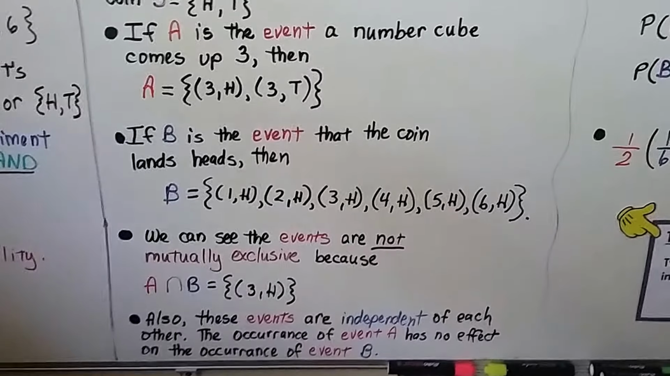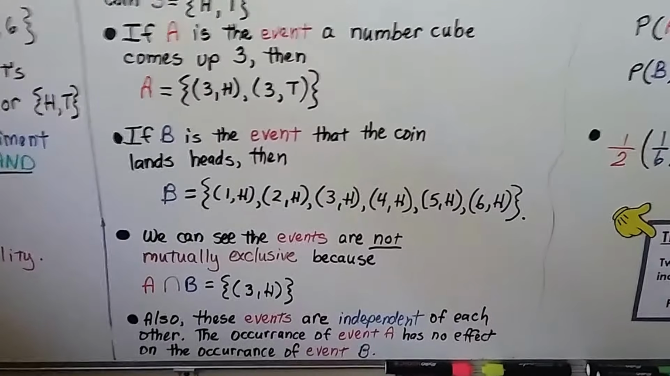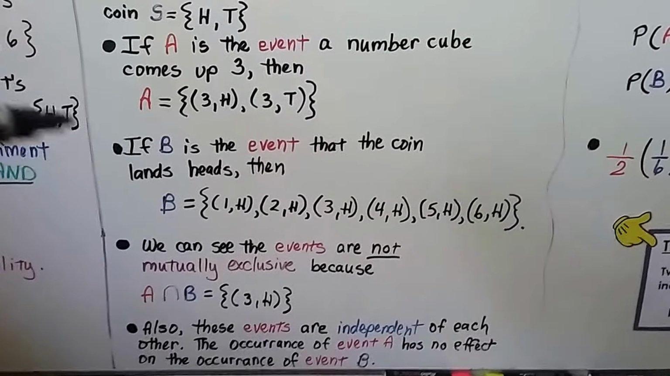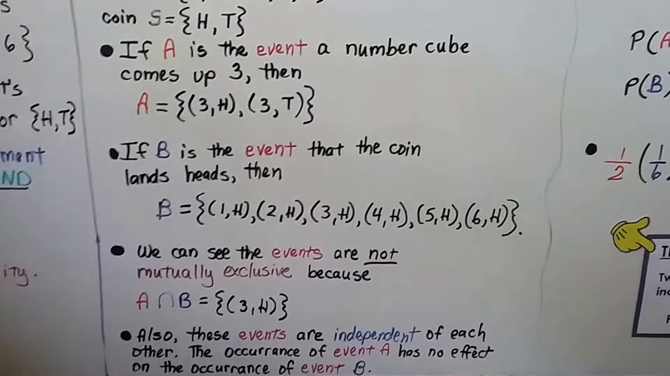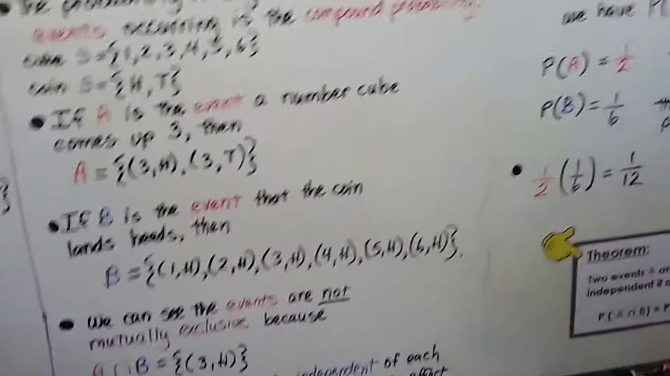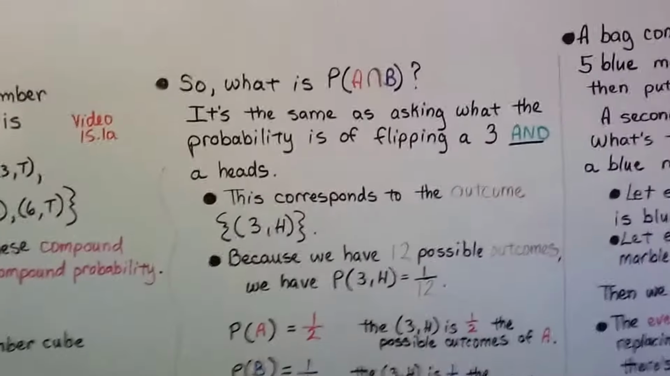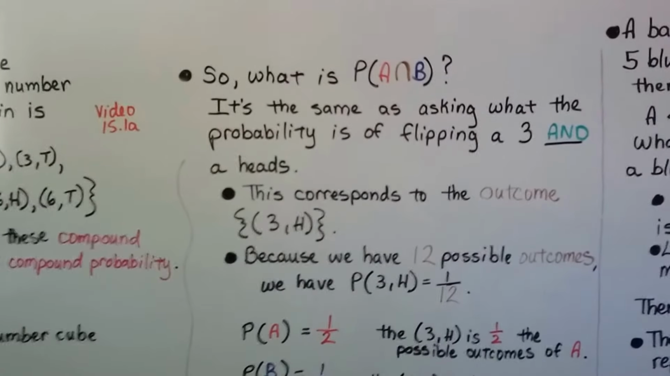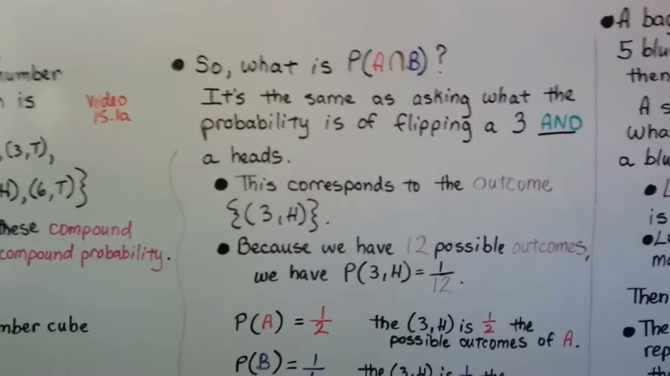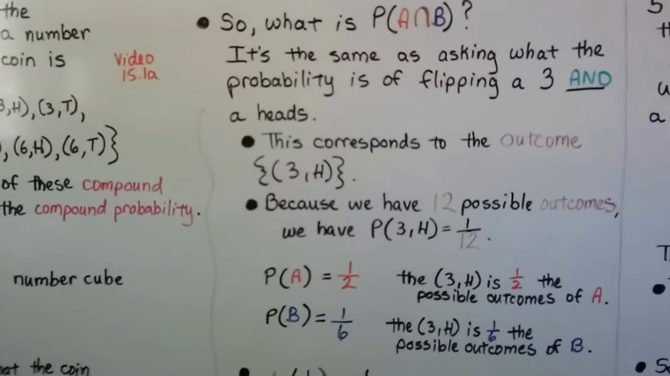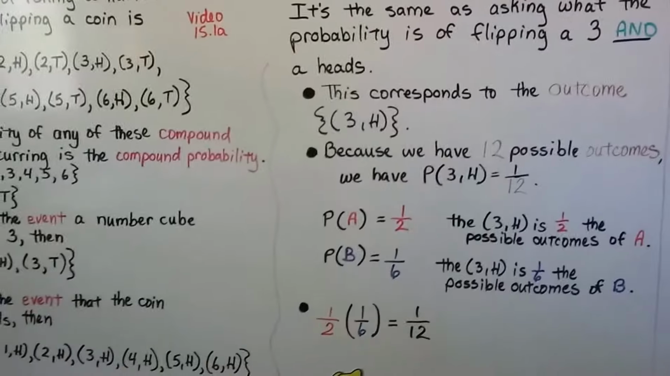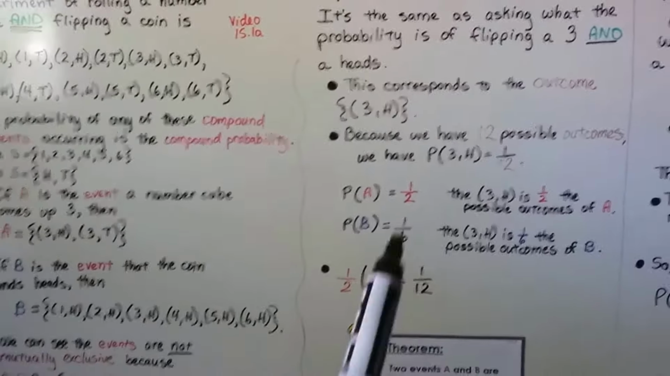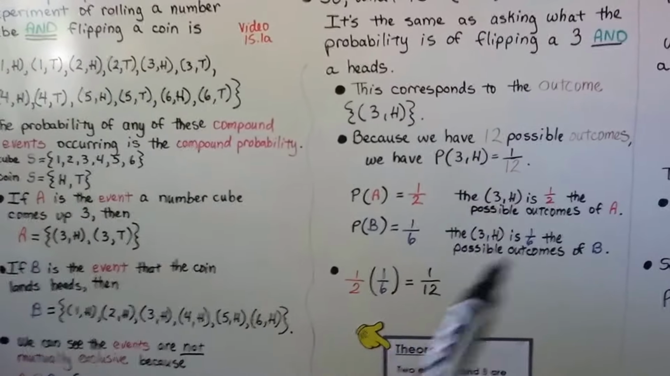And also, these events are independent of each other. The occurrence of event A has no effect on the occurrence of event B. Rolling that number cube has no effect on flipping that coin, does it? So they're independent. So what is the probability of A intersect B? Well, it's the same as asking what the probability is of rolling a 3 and a heads. This corresponds to the outcome 3H. Because we have 12 possible outcomes, we have the probability of 3H as 1/12.